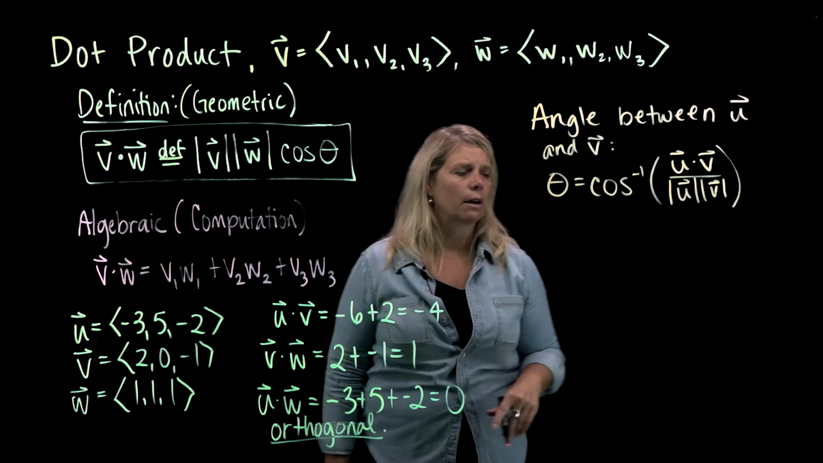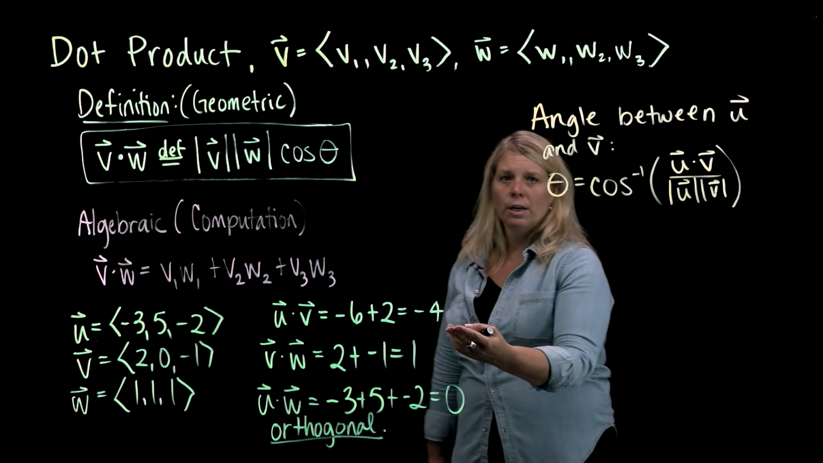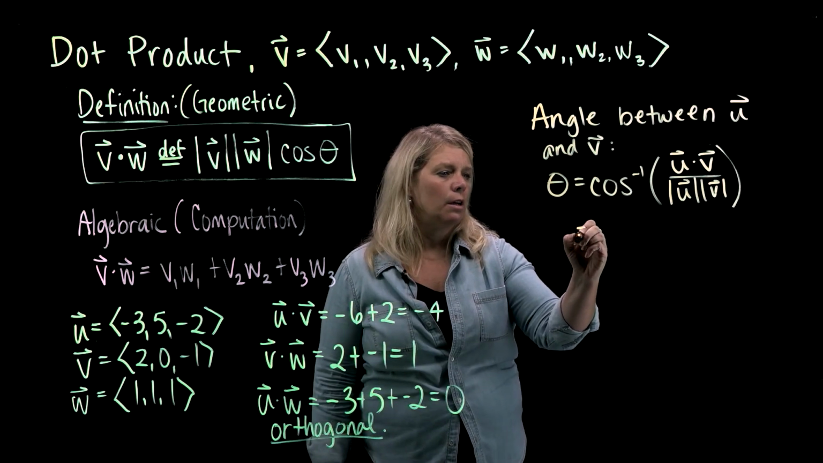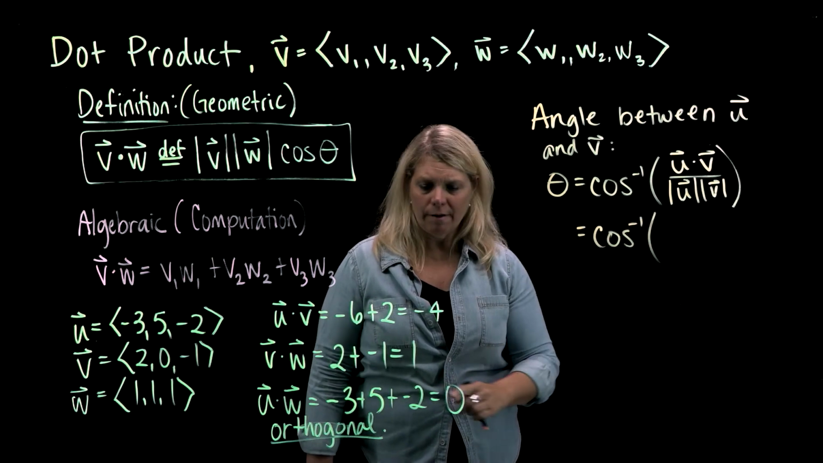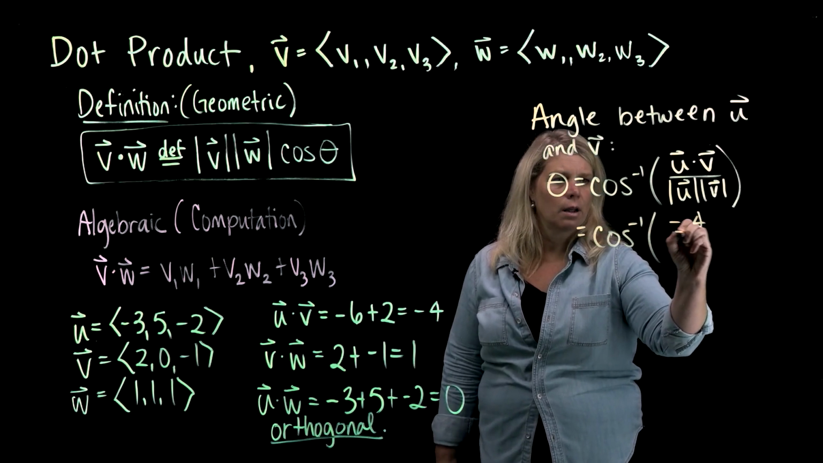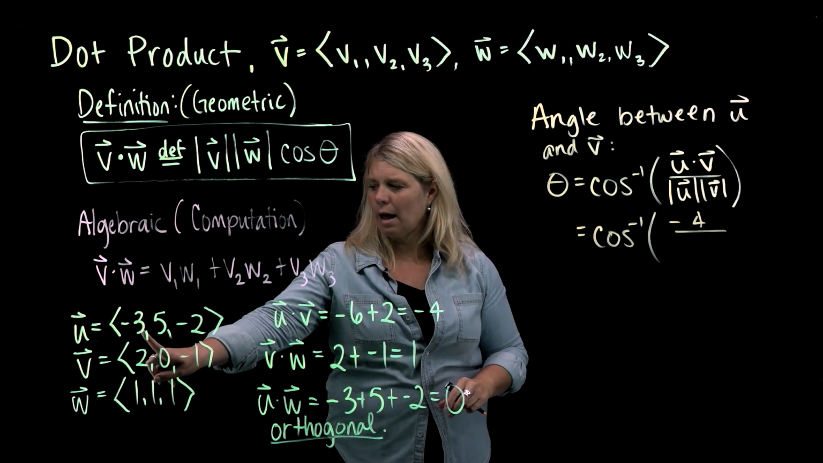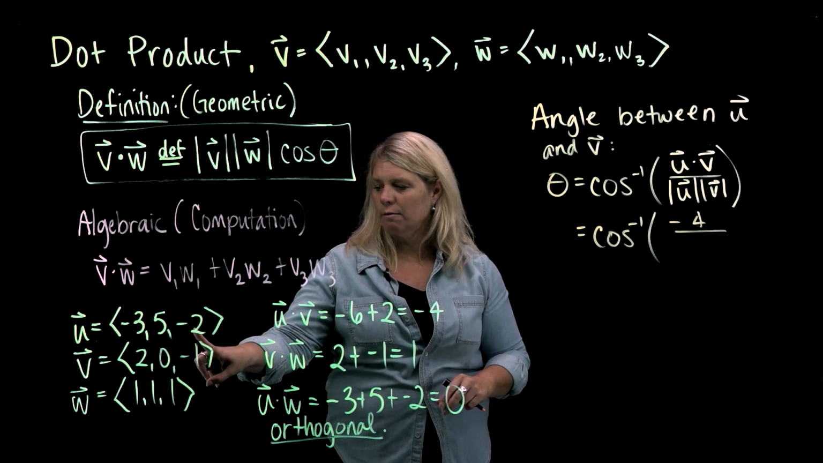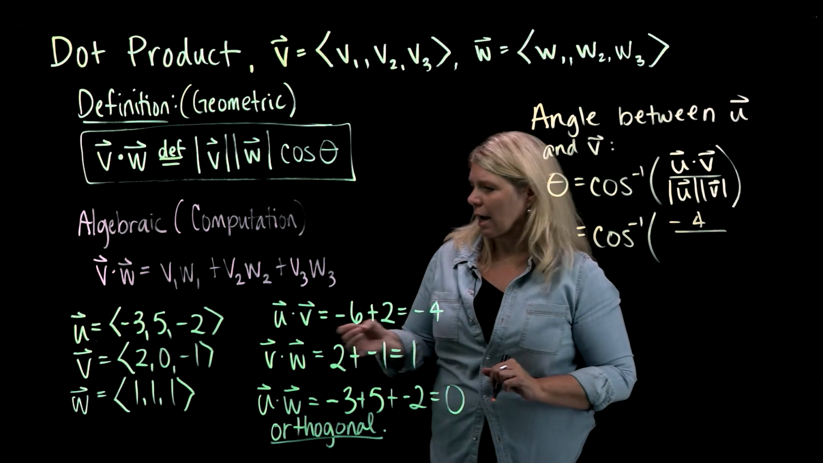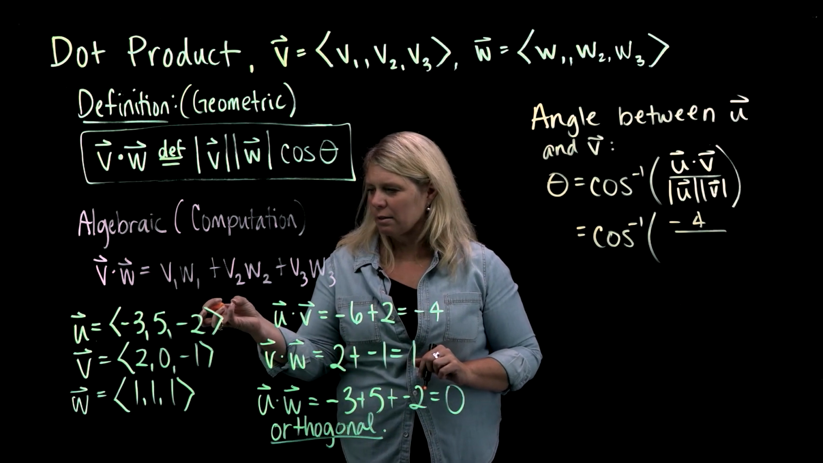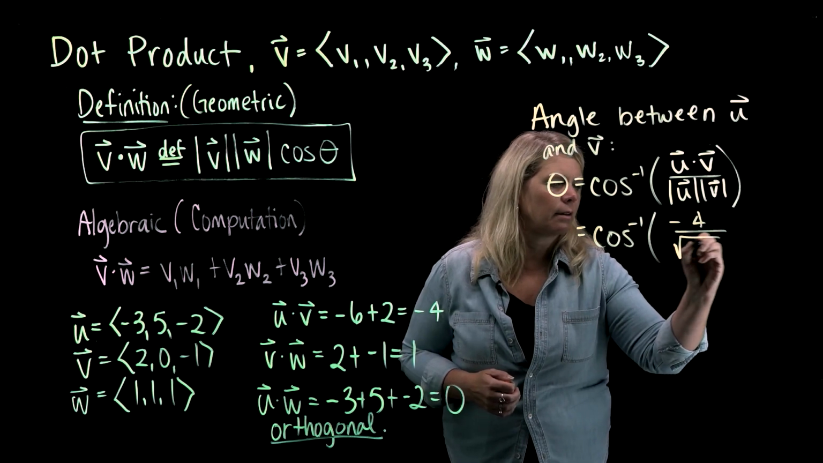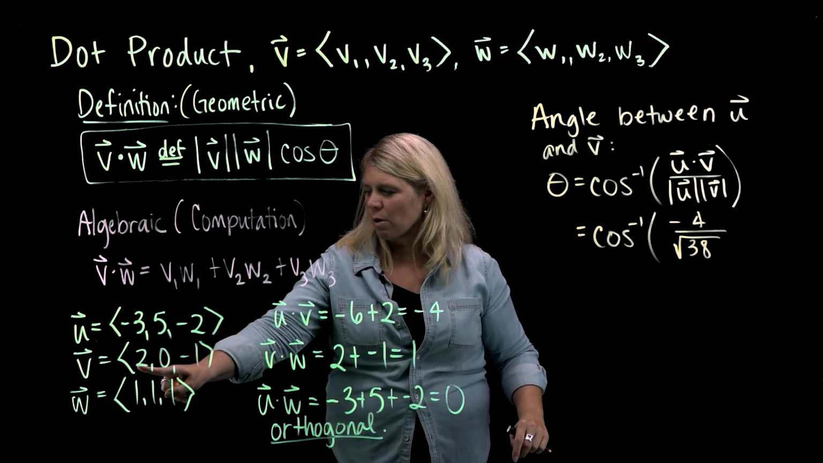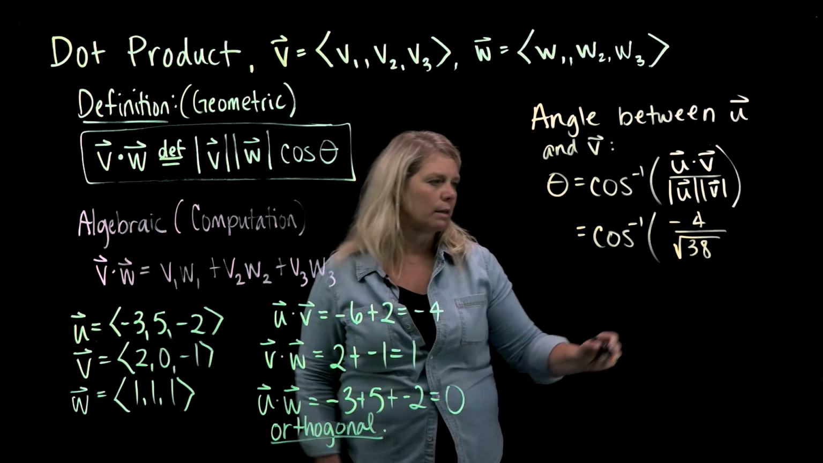All right, so I just need to do those calculations. I've already calculated the dot product over here, so we'll just put that number into this formula, and the magnitudes of the 2 vectors are not difficult to calculate either. So cosine inverse of the dot product, which is negative 4, and then the magnitude of u, so I will have the square root of 9 plus 25 plus 4. So 9 plus 25 plus 4, square root of 38. And then the magnitude of v would be square root of 4 plus 0 plus 1, so times square root of 5.